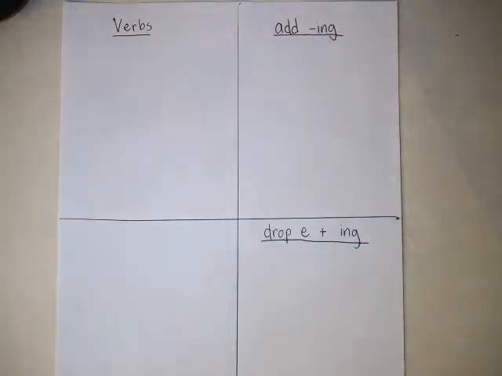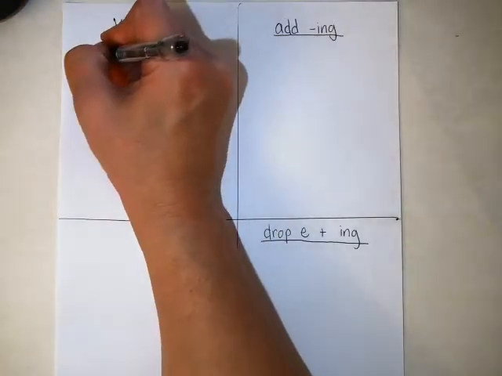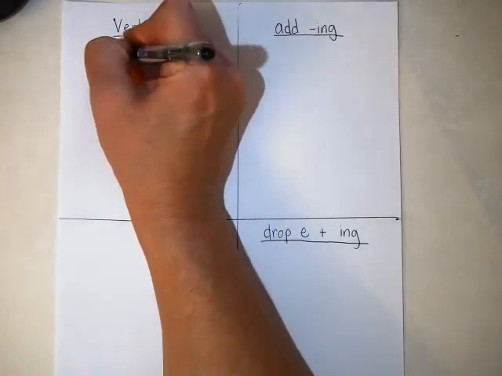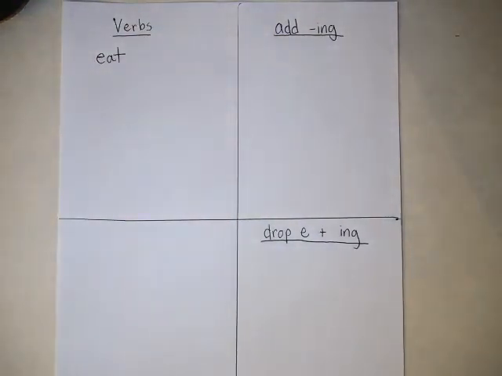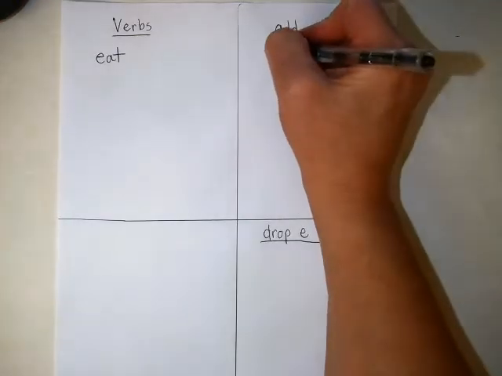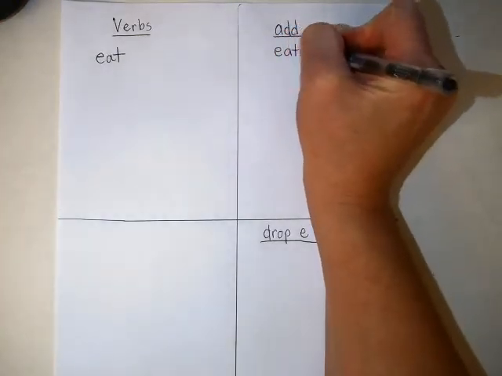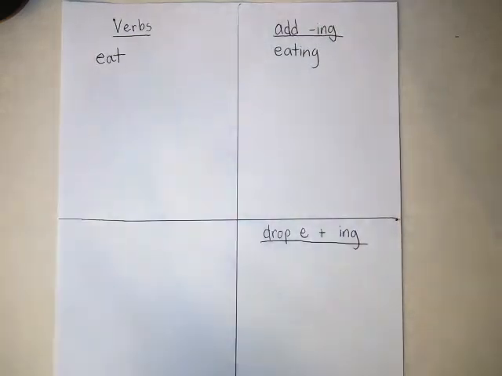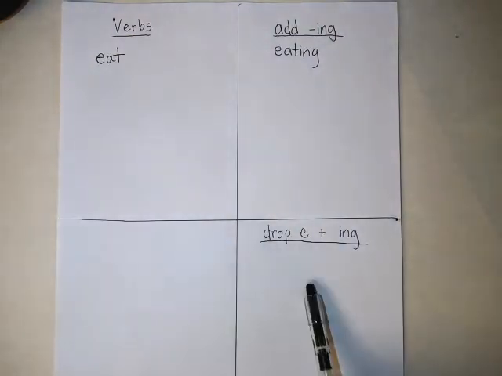Your first word is eat. Eat. I'm going to eat cake. Okay, you want to put that right in here. It's a verb. And then I want you to put eating. Eating. I am eating pretzels. And that's going to go right over here. So when you do this, I want you to put the verb in the correct spot that it's going to go with, either beside drop E, add ing, or just add an ing. So that's going to kind of be what you think.